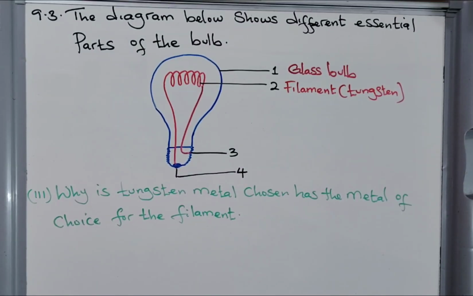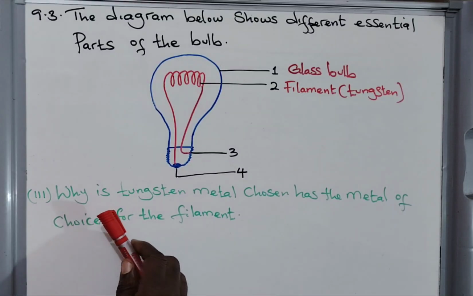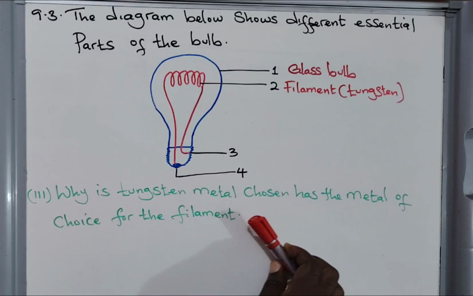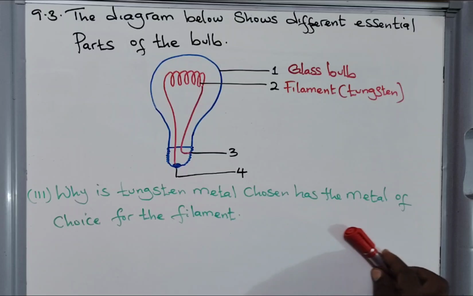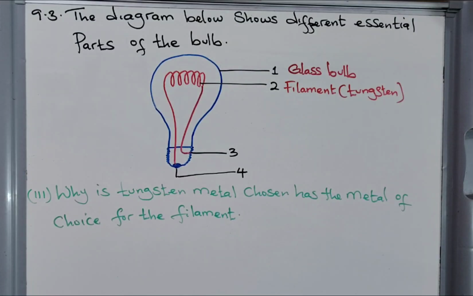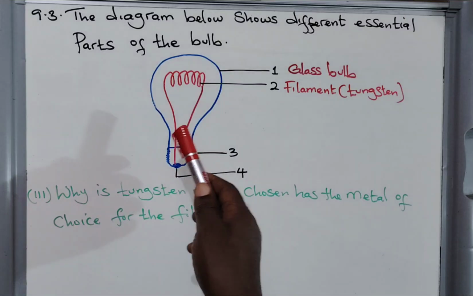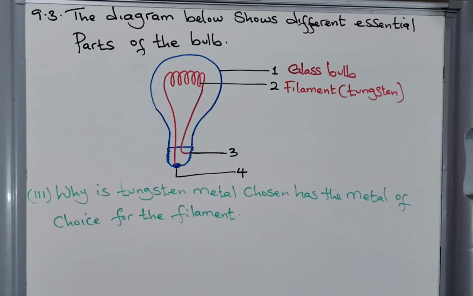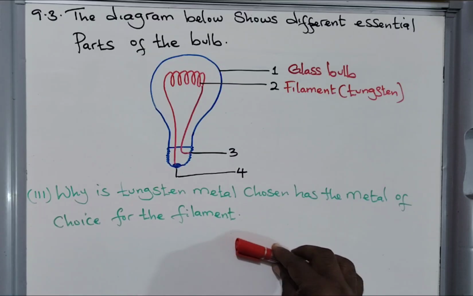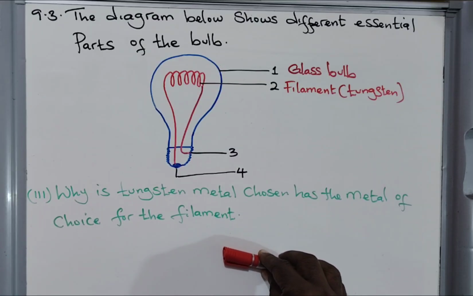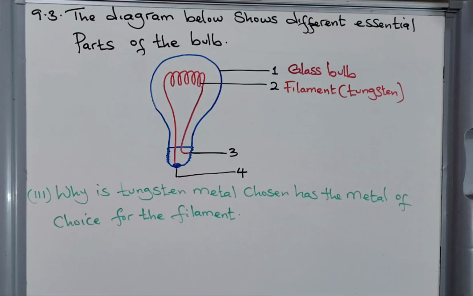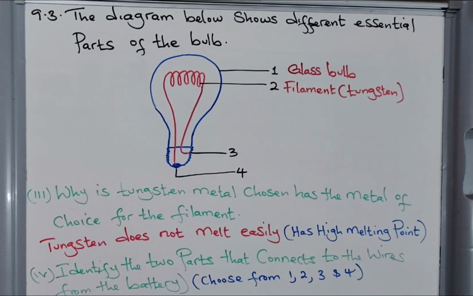Then we come to this question. It says, why is tungsten chosen as the metal of choice for the filament? Most of the time tungsten is used as the filament. Why? The answer is that tungsten does not melt easily. It has a very high melting point.